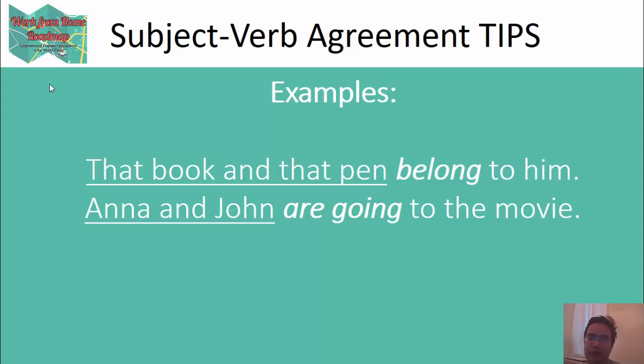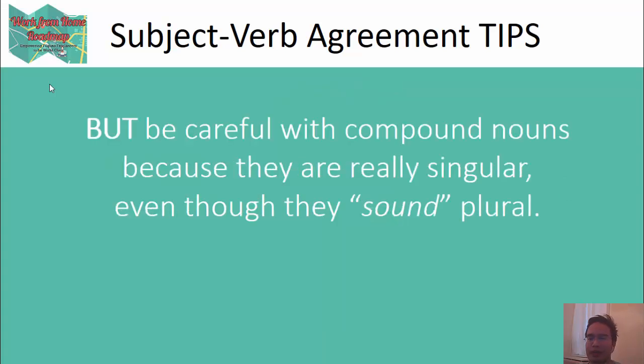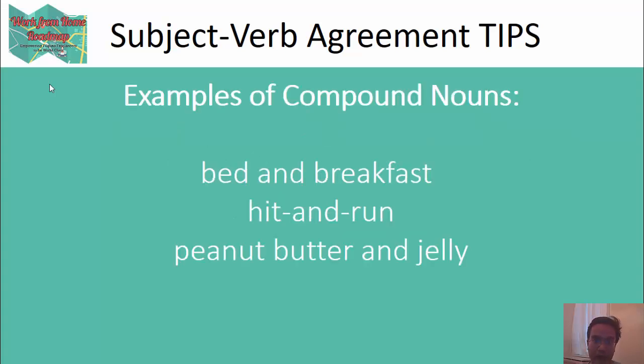That book and that pen belong to him. Anna and John are going to the movie. But be careful with compound nouns because they are really singular even though they sound plural.